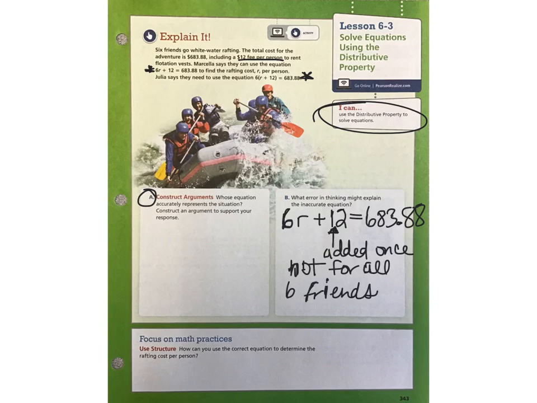All right, so the equation that correctly describes this situation is the one that Julia wrote. Julia's equation says 6 times the quantity r plus 12, meaning we're going to take the cost of the rafting trip and add the $12 fee to it. And then we're going to multiply that sum by 6 to get the total cost, which is $683.88.